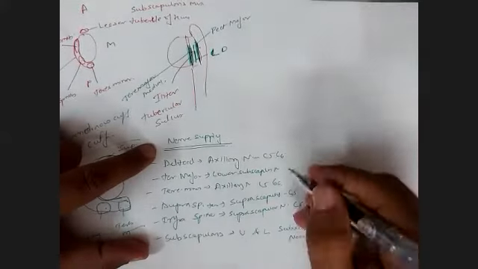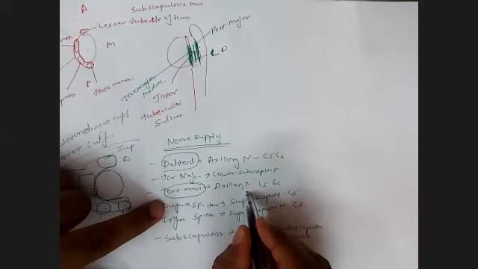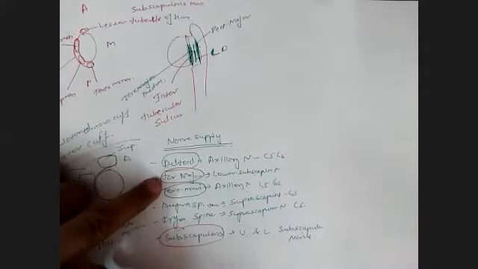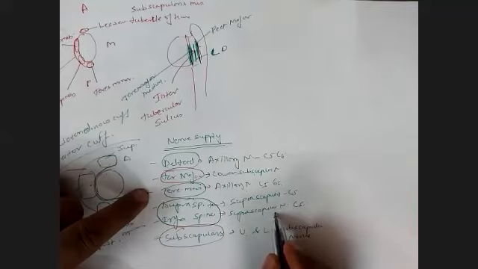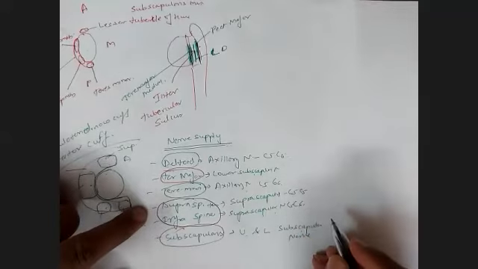So basically, there are 6 muscles here, out of which deltoid and teres minor have the same supply, axillary. Subscapularis and teres major have the same supply, upper and lower subscapular, teres major by lower subscapular. And supraspinatus and infraspinatus have the same nerve supply, the suprascapular nerve, which is from C5, C6. The suprascapular nerve is a branch of the upper trunk.